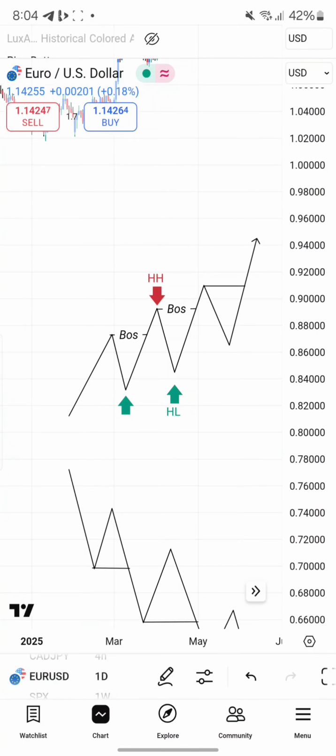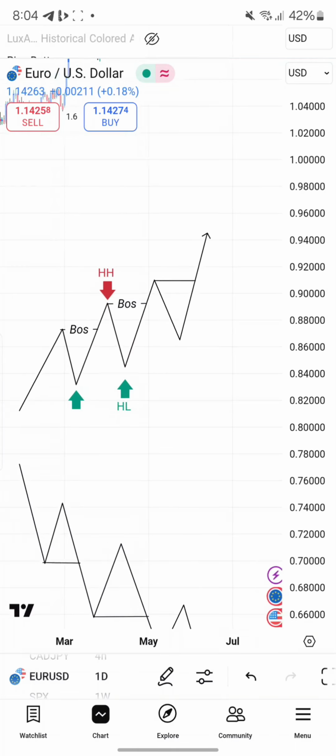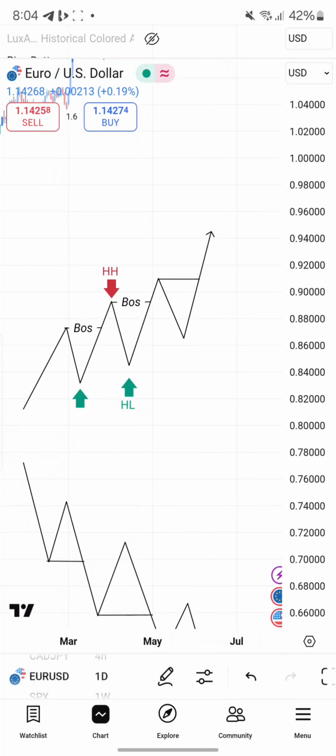Now, in the market structure, there are two main moves that happen. We have the impulsive moves and the retracement move. The impulsive move is the move that actually creates the direction of the market, while the retracement is a move that completes the market structure of that market.